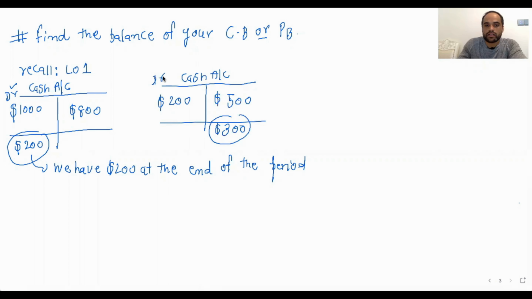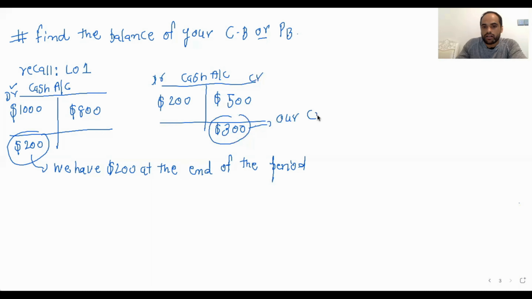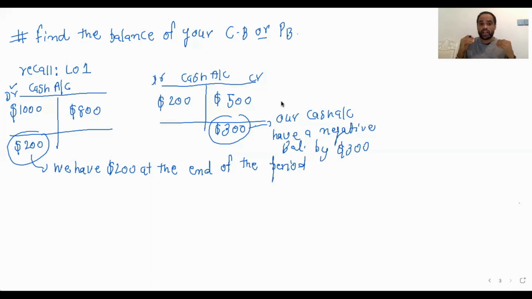So here is debit and credit. Now what does it mean? Cash account has a credit balance. Here the cash account has a debit balance, there the cash account has a credit balance. Which means our cash account has a negative balance by $300. Or in other words, you can say that these 300 are a bank overdraft liability. So your cash account has a minus 300. You have to return this $300 back.